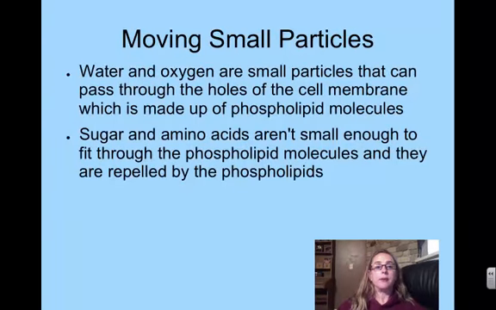Now, if I want to move something small across the cell membrane, such as water or oxygen, it can just seep right on through the holes in the cell membrane, kind of like water drains out of a strainer when you make macaroni and cheese. Water can do that, oxygen can do that, but sugar and amino acids can't. They have to be able to go through these little bitty doorways in the cell called protein doorways. Take a minute and pause me and write this down, and then we're going to talk about that.